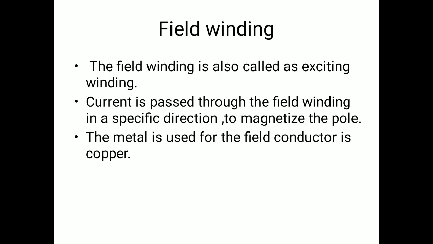Next is the field winding. The field winding is also called the excited winding, which means that current passes through the field winding in a specific direction and it magnetizes the pole. The material used for the field winding is copper.